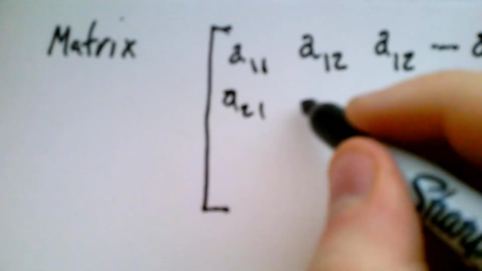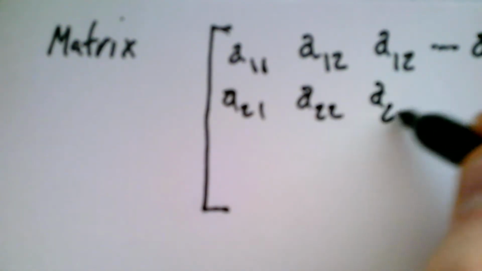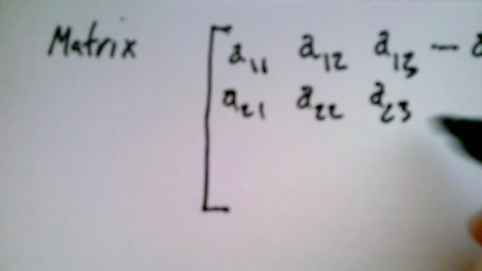And they're indexed like this. That's a 3.